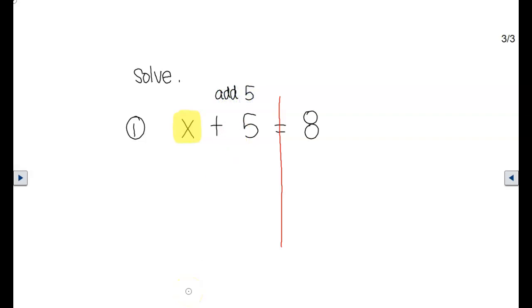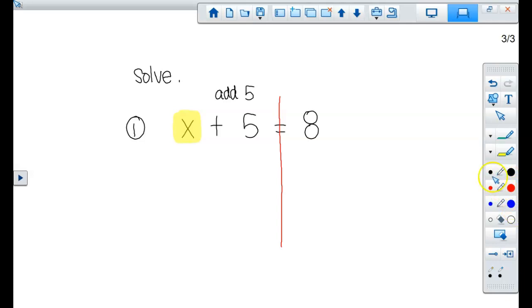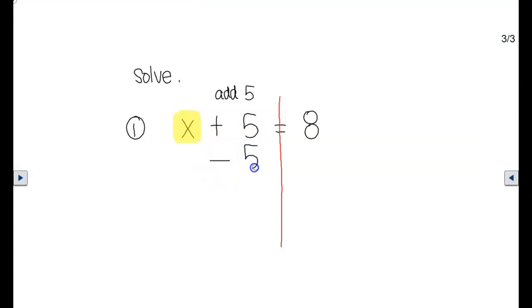So add 5 is the operation that I'm seeing done in this equation. If I want to solve, then I need to undo that. And I undo adding 5 by doing the opposite operation. What is the opposite operation for adding? Exactly, subtracting. So if I want to solve this for x, what I'm going to do is I'm going to come down here below this add 5, and I'm going to do the exact opposite, which is subtract 5. So when I see plus 5, I'm going to say, okay, the opposite of that is minus 5.